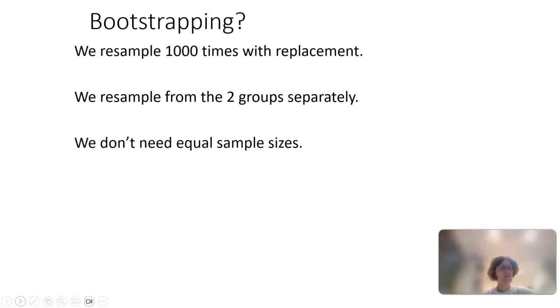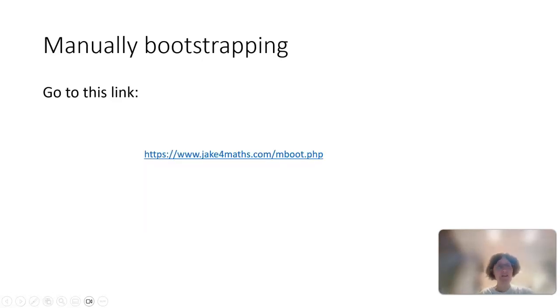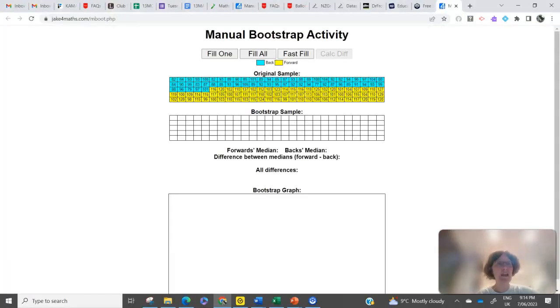Okay, so when we do bootstrapping, we're going to do 1,000 resamples from our one sample. And we don't care if the sample sizes are a bit different. I'm going to show you what this looks like in a minute. So this link here hopefully is going to work. This takes us over to a page on Jake for Maths. And hopefully you can see that up there. This is what he calls a manual bootstrap activity.